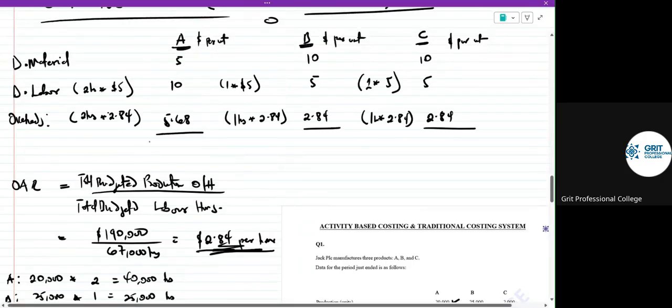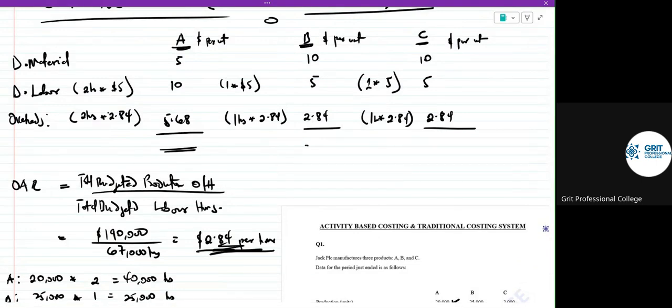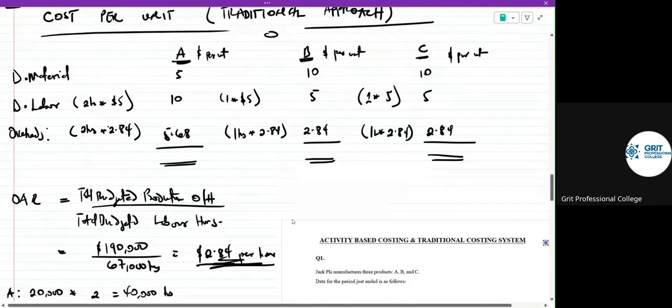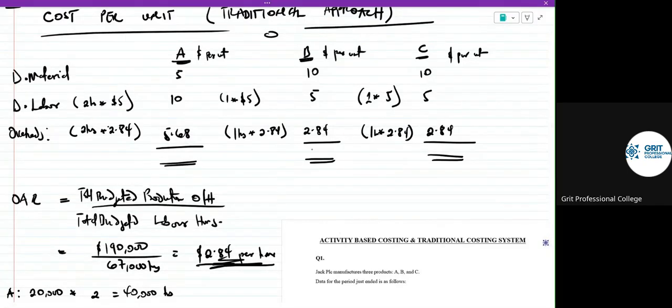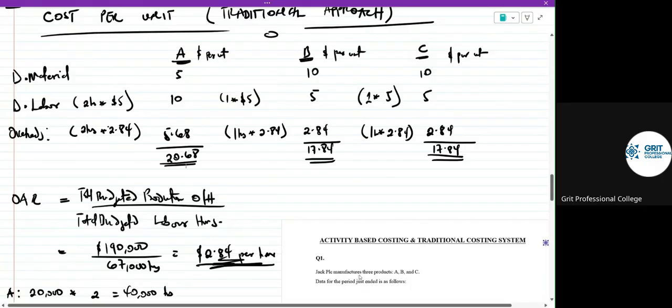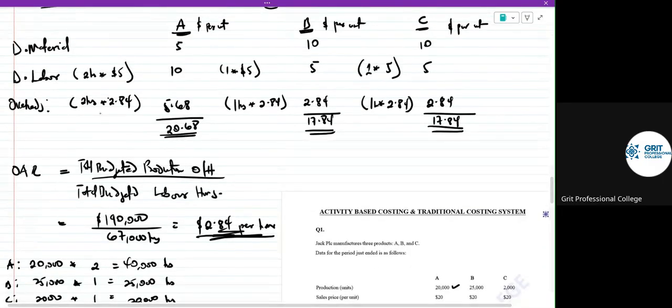So that is basically it. We add everything up and then we get the cost of each product. So what would that be? I think this will be 17.84. This will also be 17.84. This would be 20.68. All right, so we have the cost per unit.